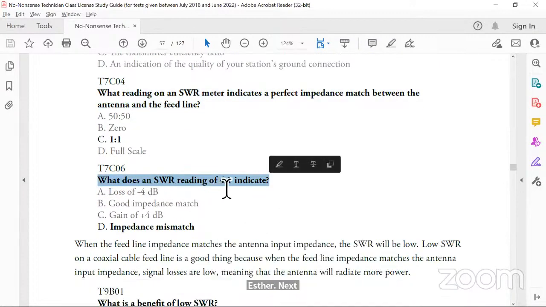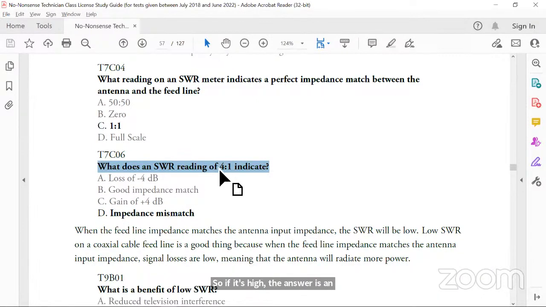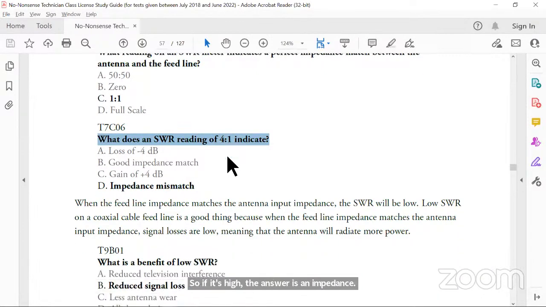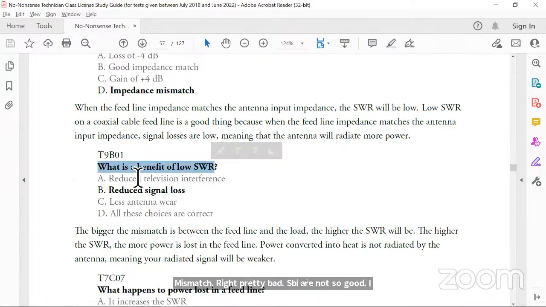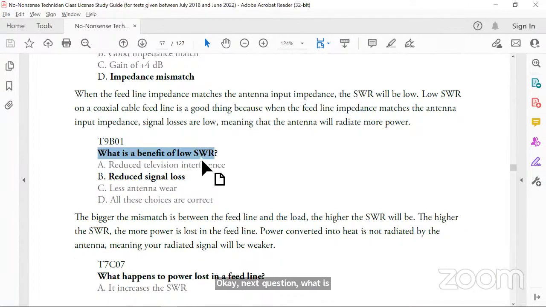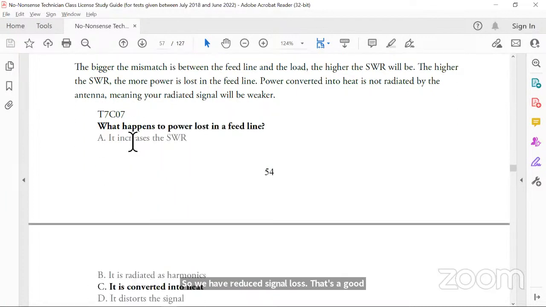Next question in the question pool. What does an SWR reading of 4 to 1 indicate? Well, that's an arbitrary SWR reading that they've pulled there, but we need to recognize that's a pretty high SWR. And remember what SWR is? Matching. Hams, we are matchmakers. So if it's high, the answer is an impedance mismatch. Pretty bad, or not so good, I should say, SWR. Okay, next question. What is a benefit of a low SWR? Well, when we have low SWR, we don't have much losses, so we have reduced signal loss. That's a good thing. And low SWR, as low as you can go.